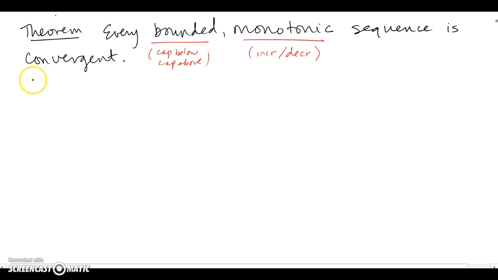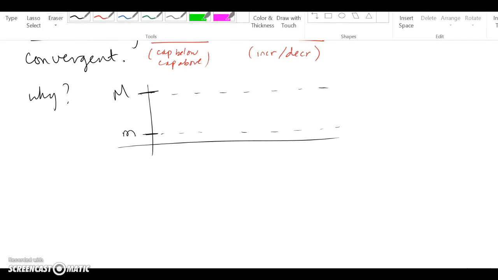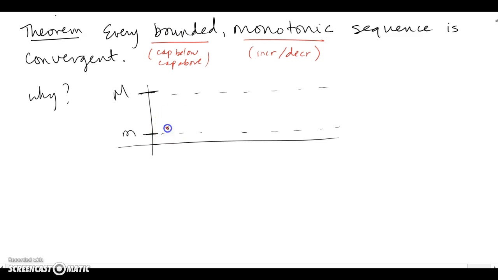Now, why does that make sense if you think about it? Let's say we have the terms of the sequence and it's supposed to be bounded. So there's a little m below and a big M above. So they're bounded, first of all, is the first criteria. And then it also has to be monotonic, so your sequence can only increase or it can only decrease. So the terms of the sequence basically does this.